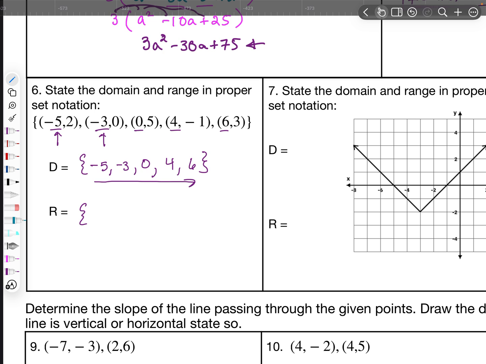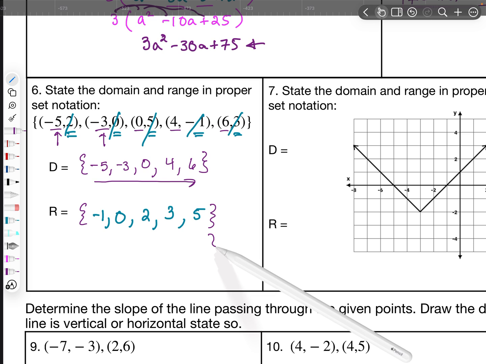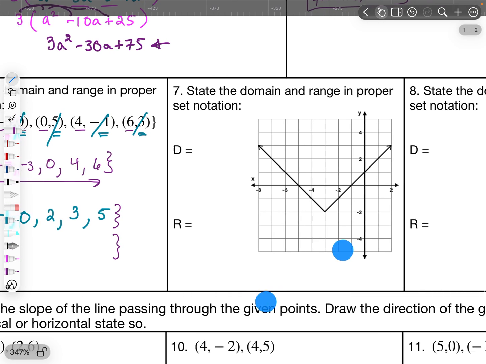Let's do our range. Our range is just our y values. We like to put these in order as well. So it looks like -1 is the lowest. Get rid of him. Then comes 0. Get rid of him. Then comes the 2, the 3, and the 5. So there they are, least to greatest. All right, I kind of get lazy on these curly brackets. That's how they're supposed to look, a little bit clearer than what mine are.